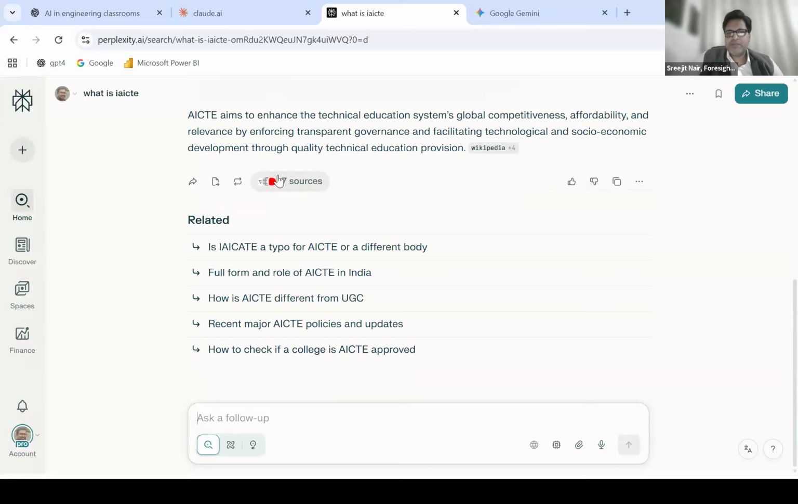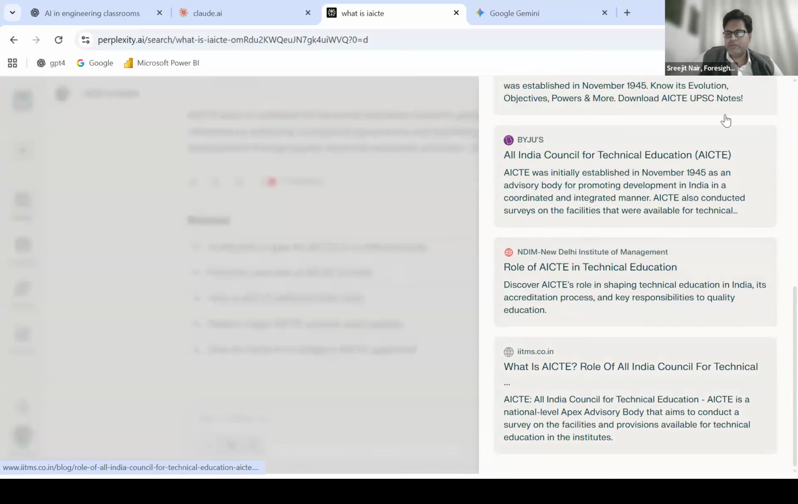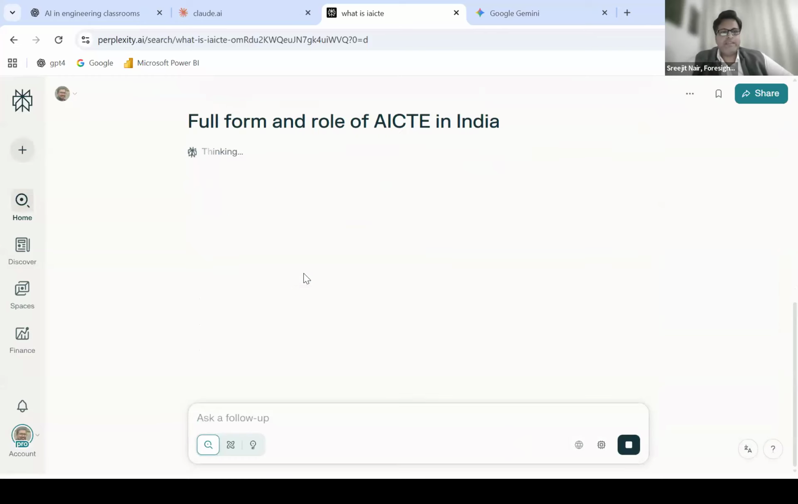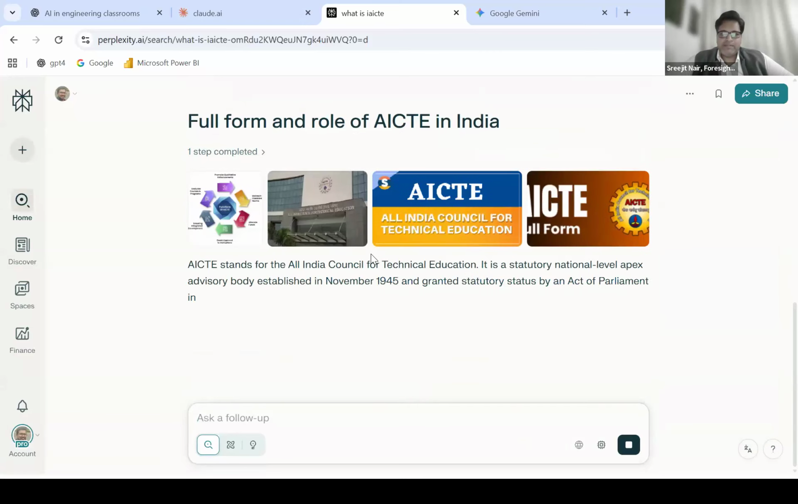So here it shows all seven sources that we have used. You can go to those particular sources and get more details. At the same time, it also shows what exactly, with that particular context, you can search further. Say, full form and role of AICTE. So it will search, it will share the details.